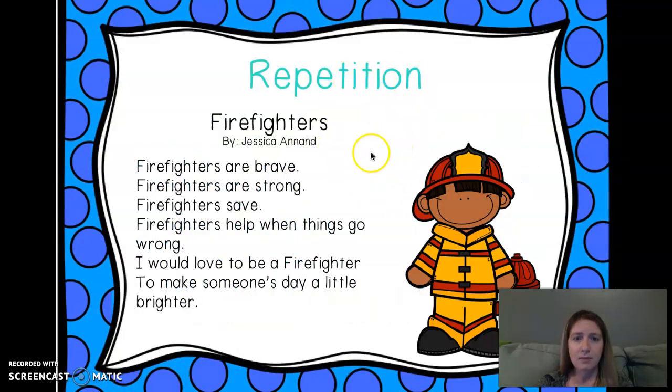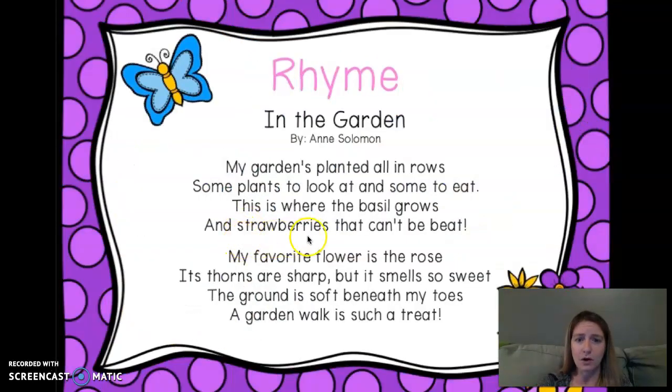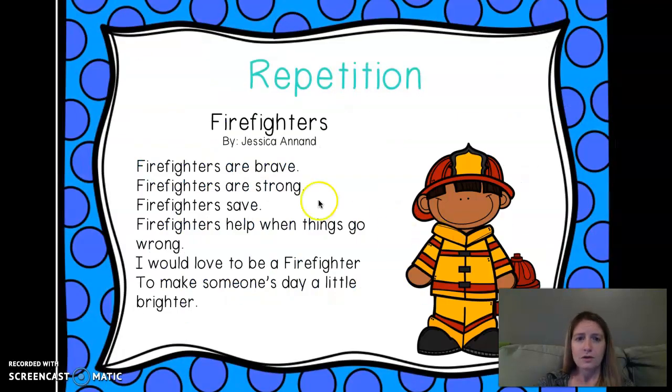So here's our poem for repetition. And this is just one stanza. It's just one group of sentences. There's no break in the middle where there was in our garden poem. Here was a break right here. So it's called Firefighters. It says, firefighters are brave. Firefighters are strong. Firefighters save. Firefighters help when things go wrong. I would love to be a firefighter to make someone's day a little brighter.